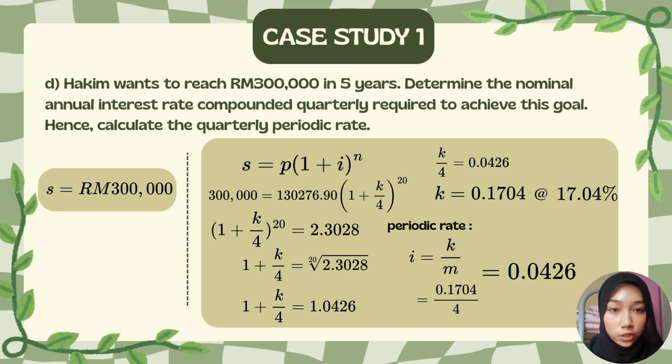Lastly, to find the interest rate per period, I use the formula i equals k over m. So 0.1704 divided by 4 equals 0.0426. Therefore, the nominal rate k is 17.04% and the periodic interest rate i is 0.0426.